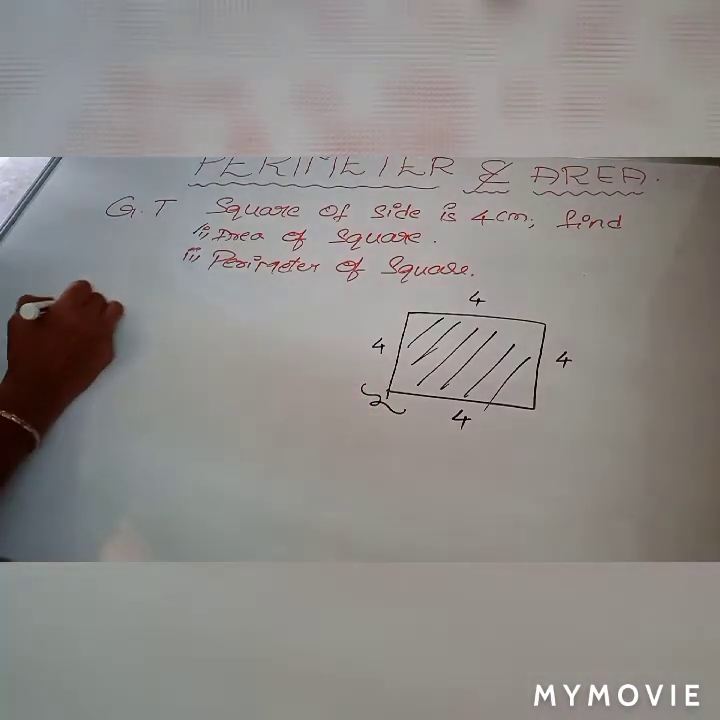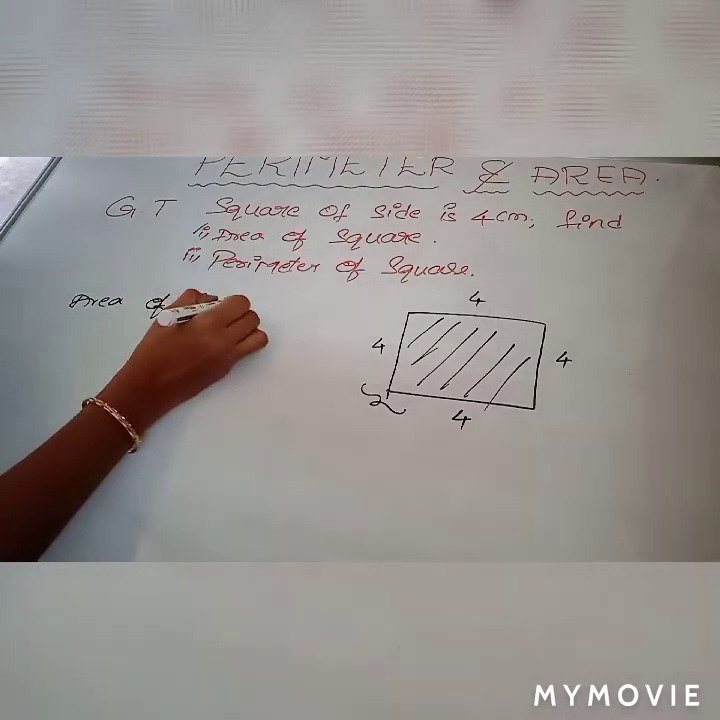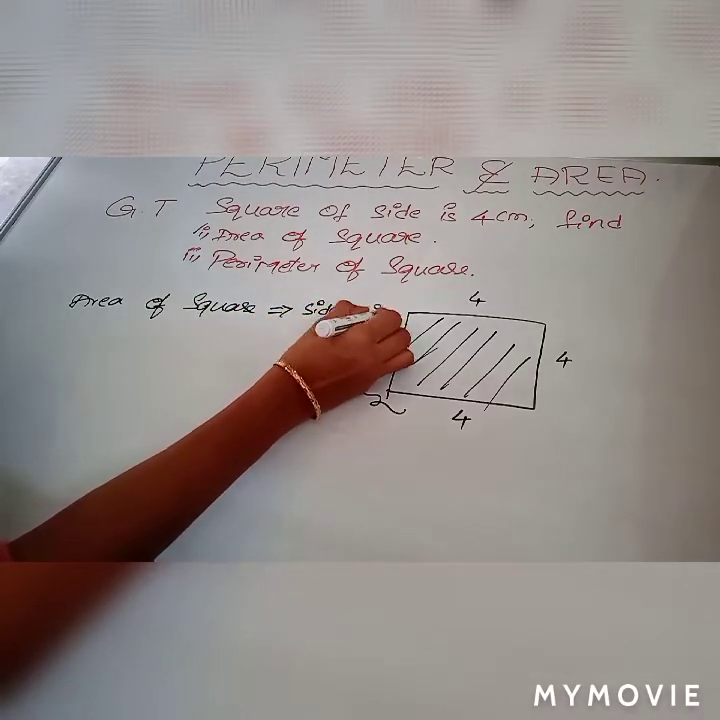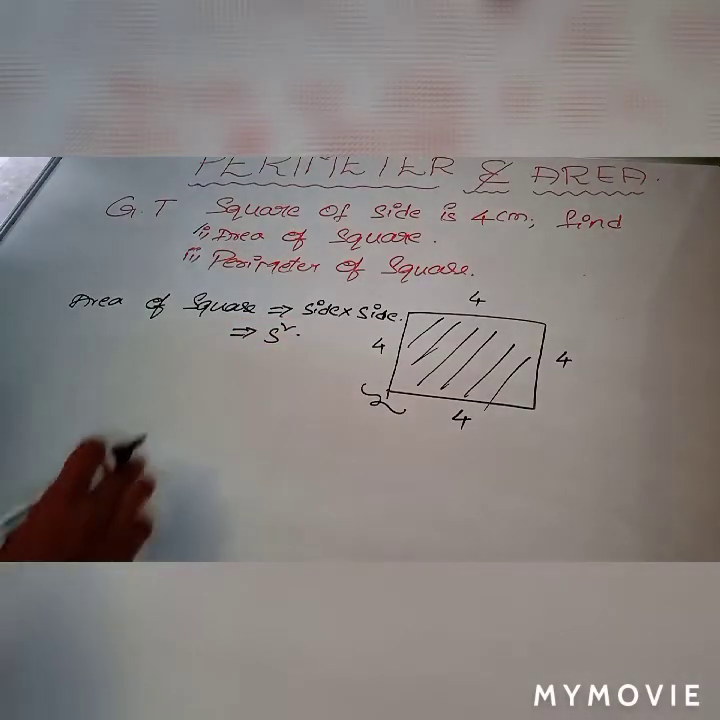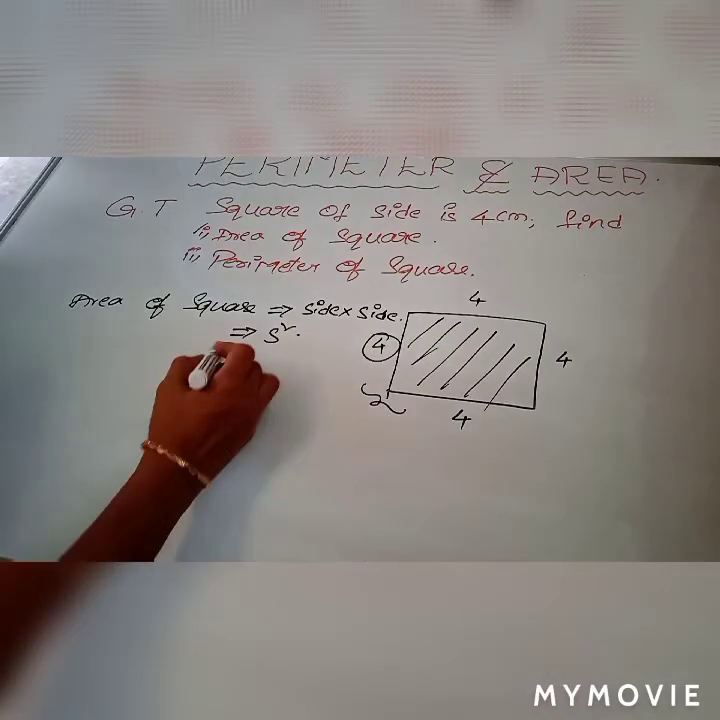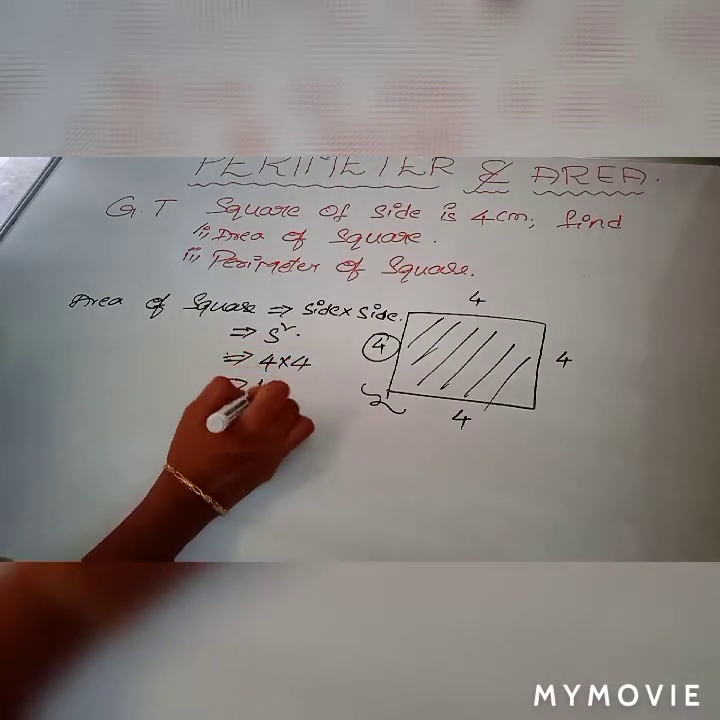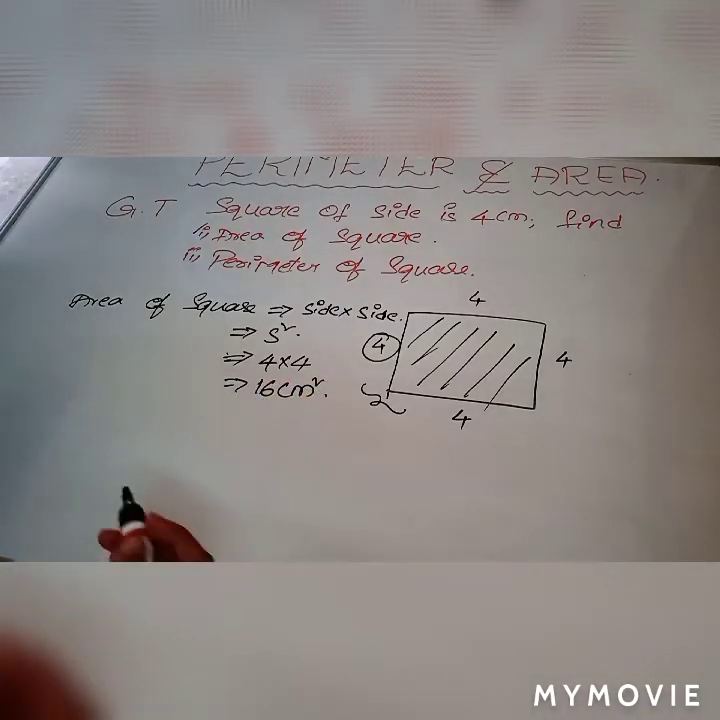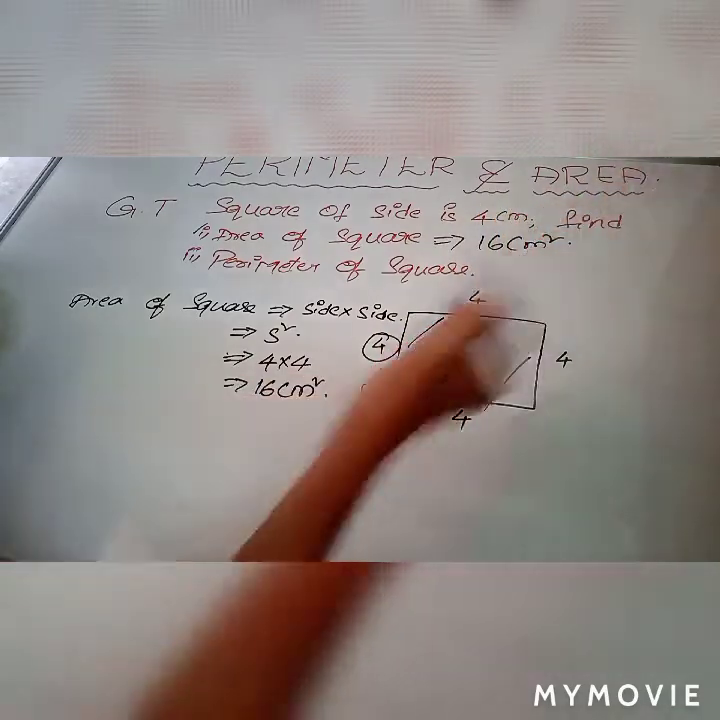Yes, area of a square is equal to side into side, that is side square, S square. The given side is 4 centimeters. So side into side, 4 into 4 is 16 square centimeters. So area of square is 16 square centimeters.